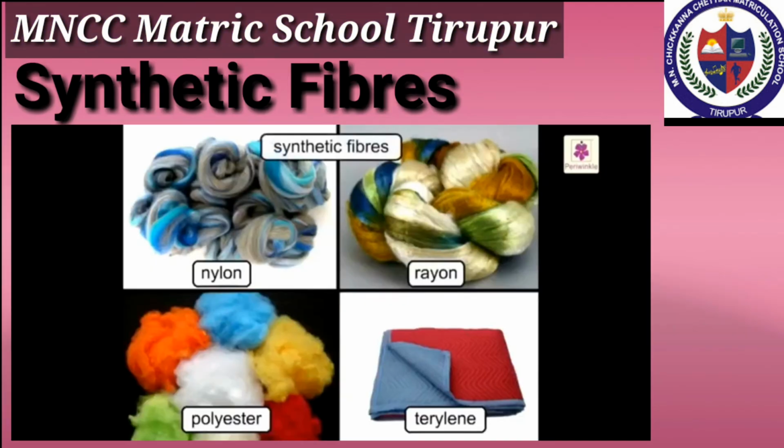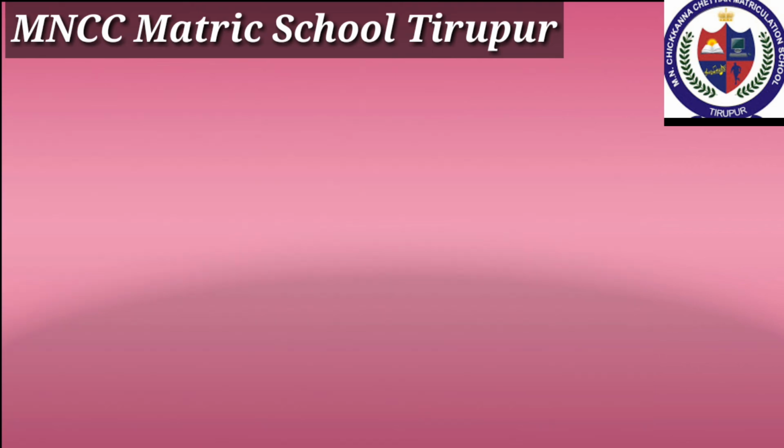Next we'll discuss synthetic fibers. These fibers are made by human beings with the help of chemical processes. Hence they are called synthetic fibers or man-made fibers. These fibers are obtained from coal, petroleum and natural gas. Some examples of synthetic fibers are nylon, rayon, polyester, terylene.